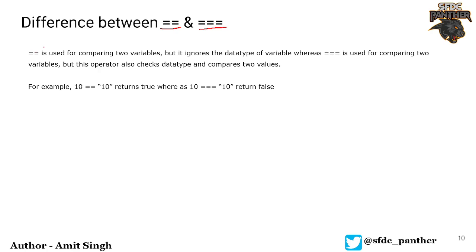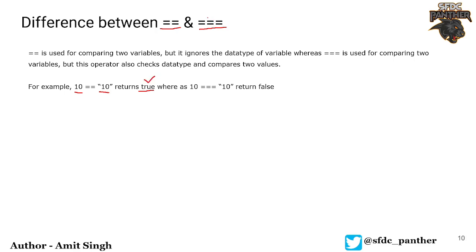Double equals is used for comparison of two variable values, and it ignores the data type. For example, here we are using a double equal where on the left hand side we have the number 10, and on the right hand side we have 10 within double quotes. It is going to return true, because it ignores that this is a string data type and just compares the value. It says 10 and 10, okay, it is true.